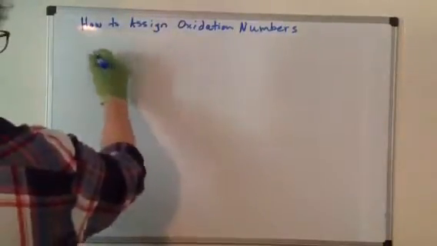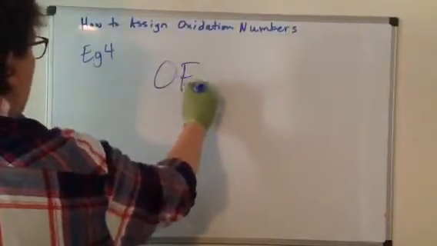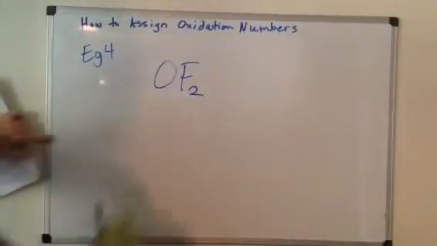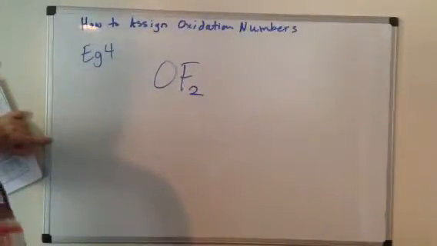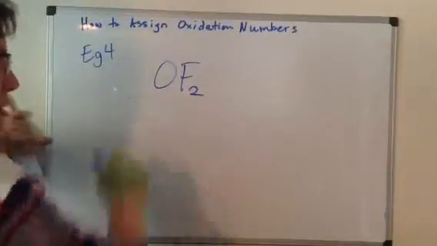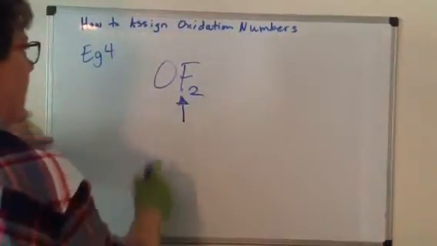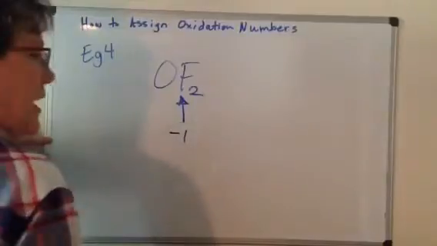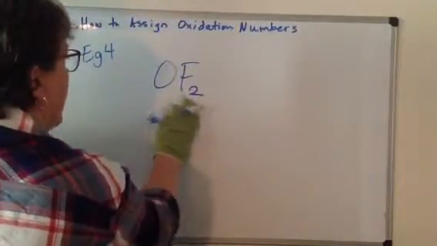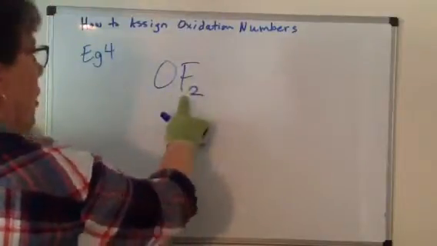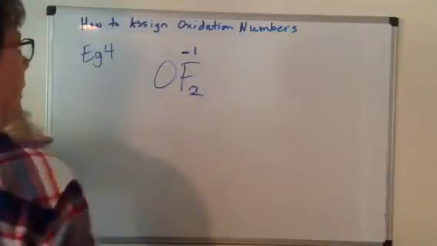This is example 4. This is a little strange one. Oxygen difluoride. It's covalent because it's a nonmetal bonded to a nonmetal. But we want to put a -2 on oxygen, but hold on a minute. I thought fluorine in a compound always was -1. Well, it is. So don't start assigning an oxidation number to oxygen. Always go to fluorine in a compound first because it's always -1.